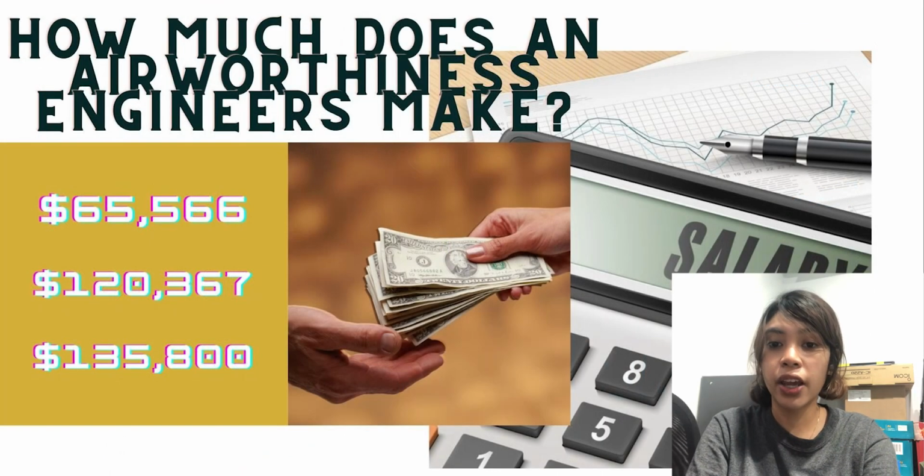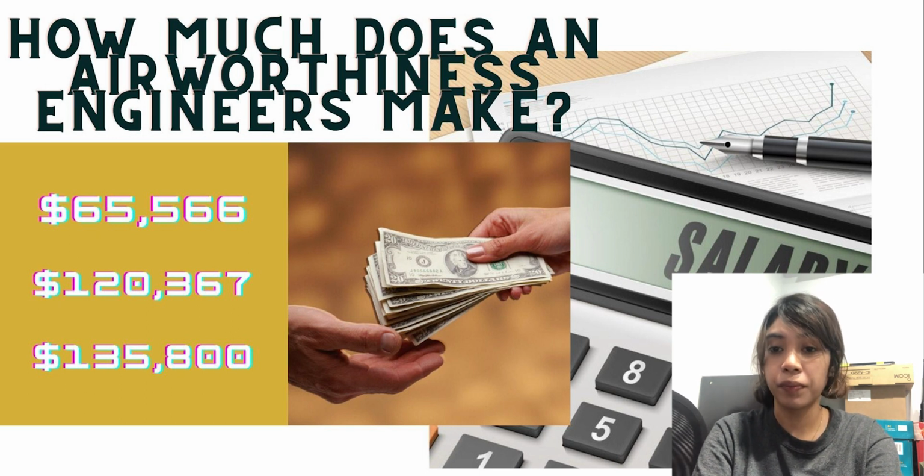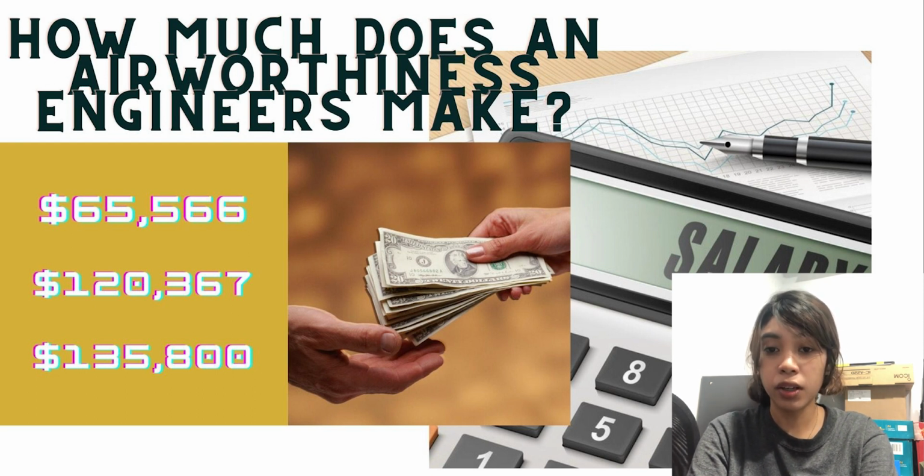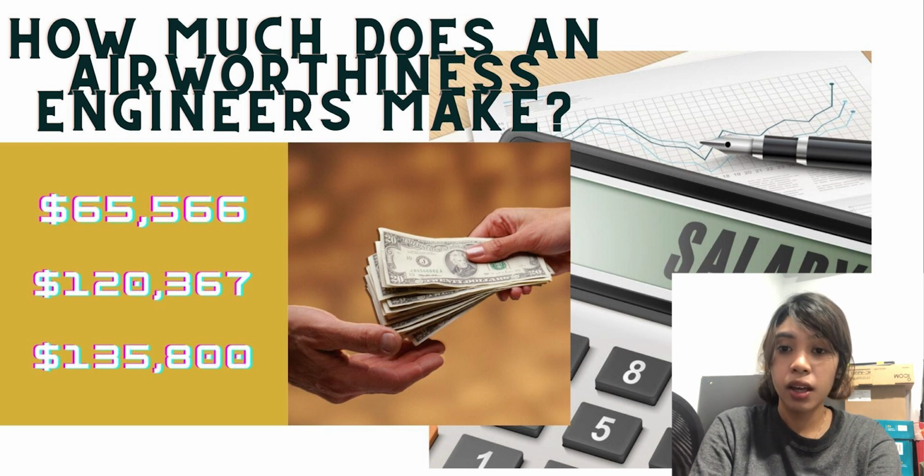How much does an airworthiness engineer make? The national average salary for an airworthiness engineer is $65,566 in Canada. Filter by location to see airworthiness engineer salaries in the area. Salary estimates are based on 5 salaries submitted anonymously to the reference, which is Glassdoor, by airworthiness engineer employees.